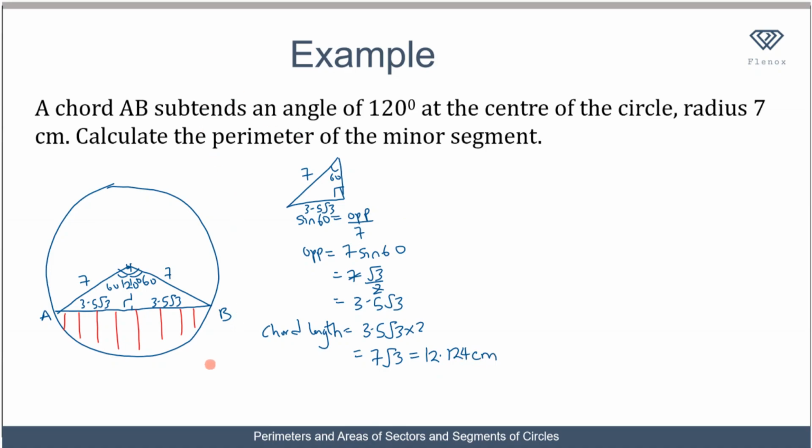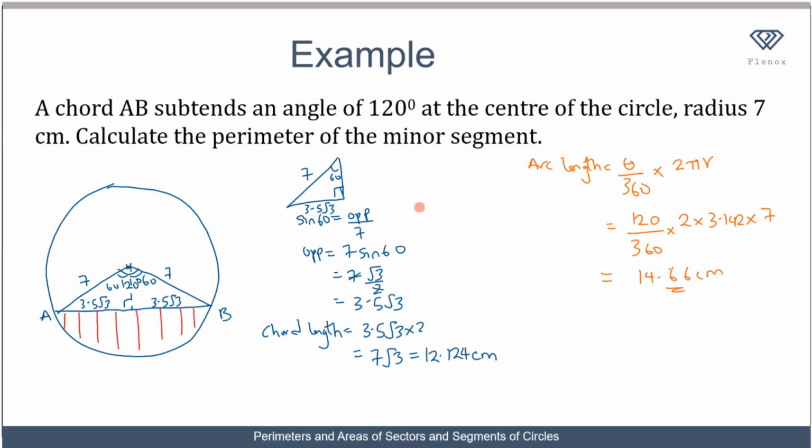The next thing I want to do is calculate the length of the arc, and I know that the formula for calculating the arc length is theta over 360 times 2 pi r. So my theta in this case is 120 over 360 times 2 times pi, which I take as 3.142, and my radius is 7. When I punch this into my calculator, I get 14.66 centimeters.